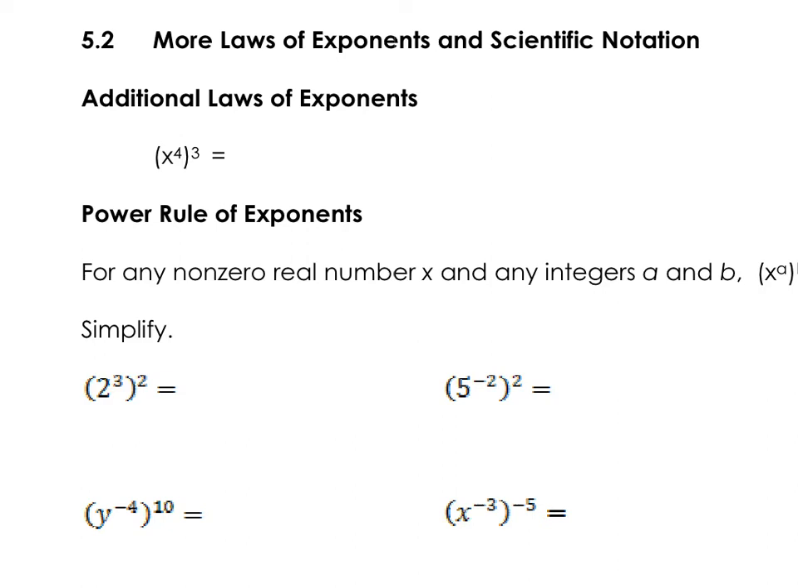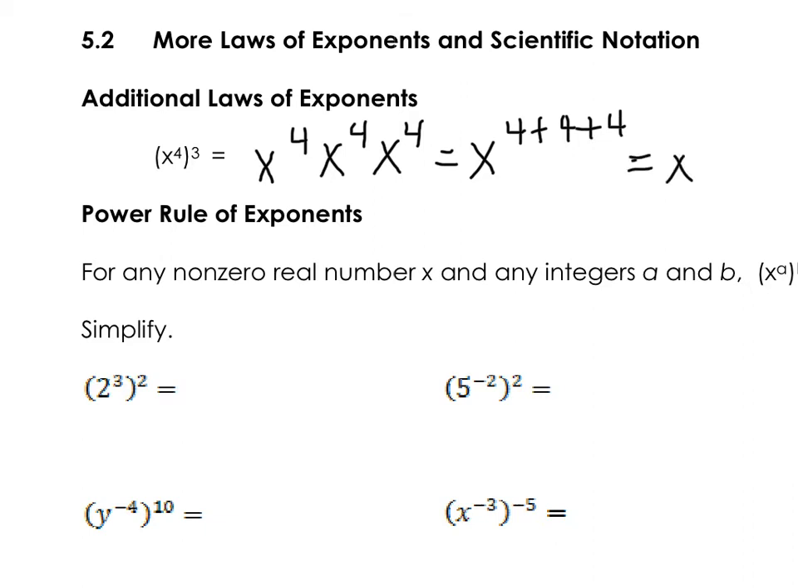Section 5.2, More Laws of Exponents in Scientific Notation. What do you do when you have x to the fourth raised to the third power? Well, we raise something to the third power by writing it down 3 times and then multiplying. So when you multiply, you add the exponents, so it's 4 plus 4 plus 4. That's x to the 12th.